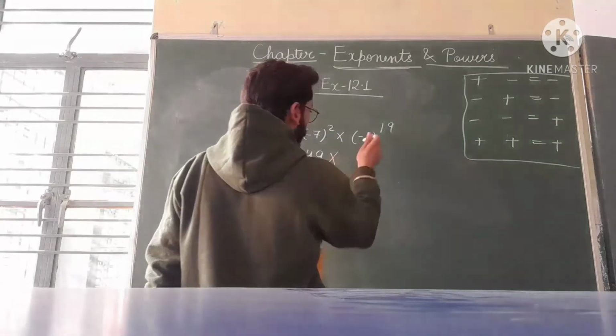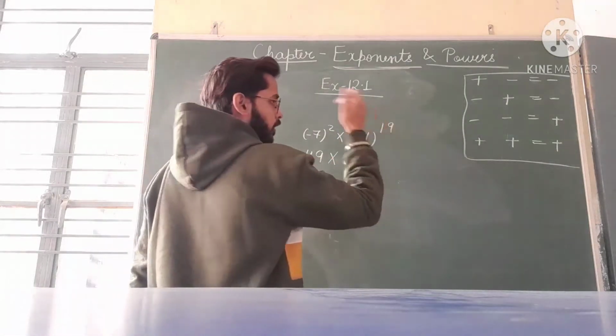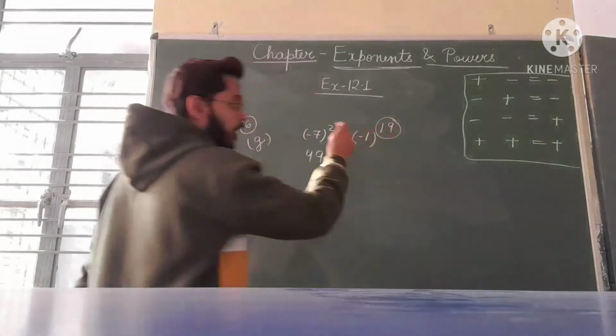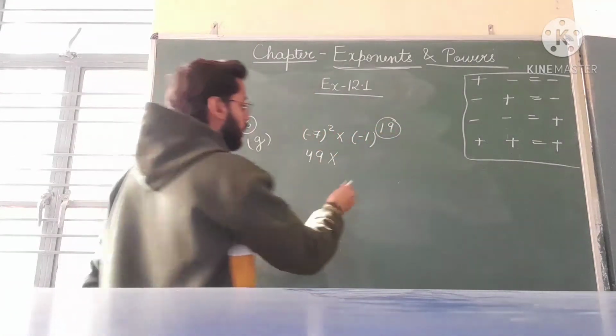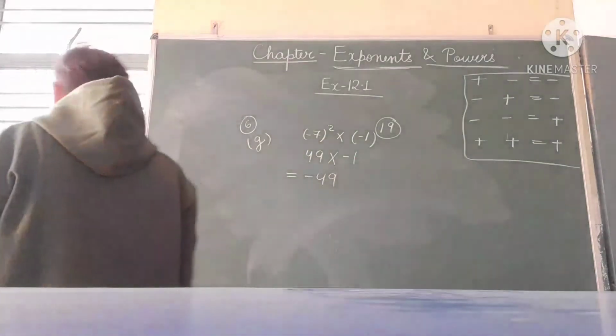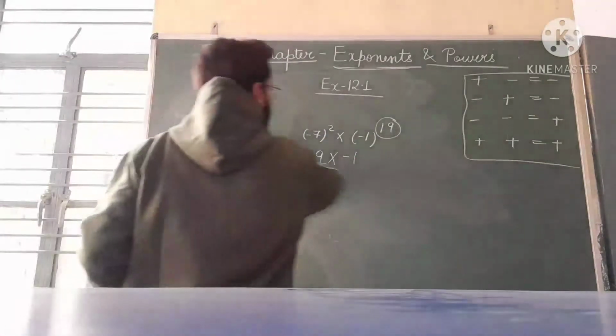Okay, if the power is an odd number, that is minus 1 to the power 9, this is 1. But because of the sign, as we can see that the power is odd, therefore minus 1 will remain, that is minus 49. Okay, like this we will do the questions.